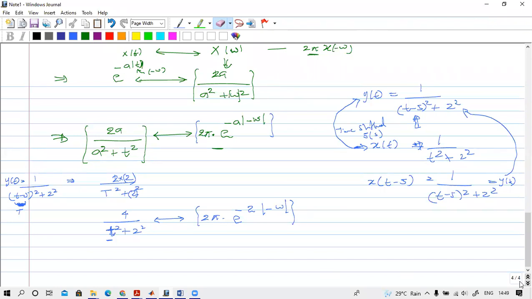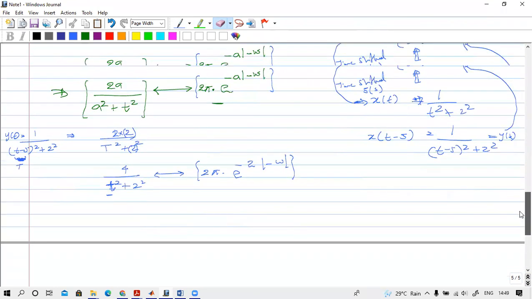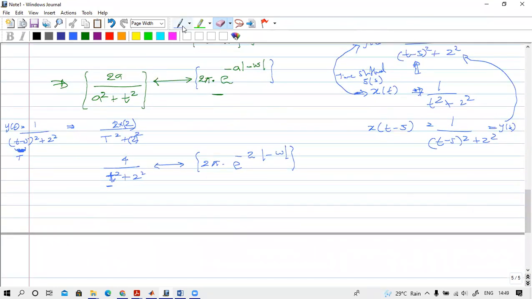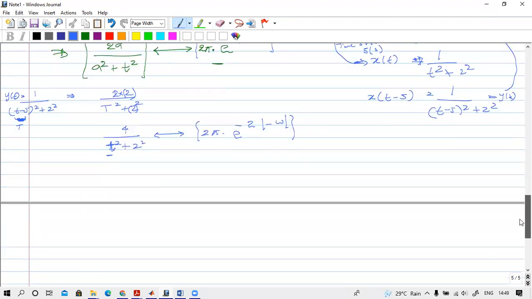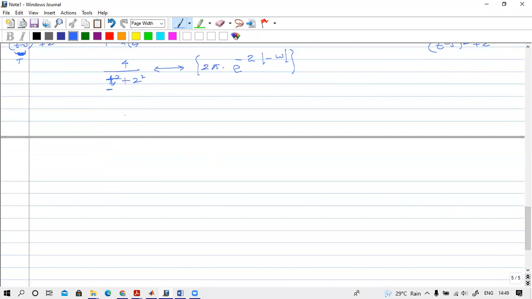So I think you know the answer. Here it is the time shifted signal, so the time shifting property we have to use. That is very simple. Here you have the time shifted signal, then definitely you have to use the time shifting property.